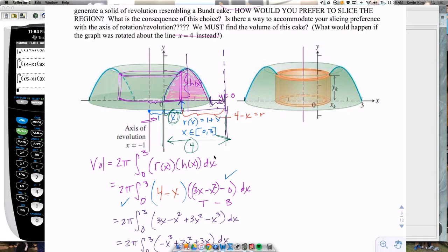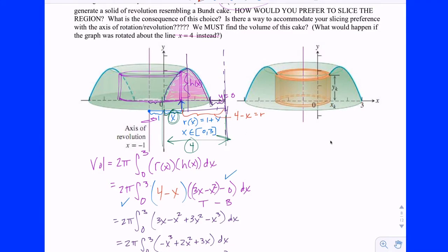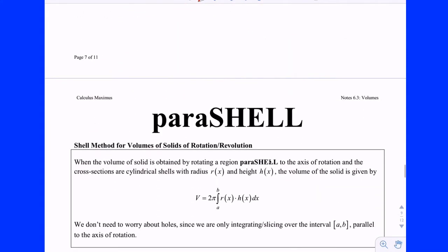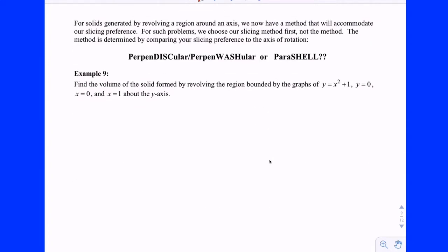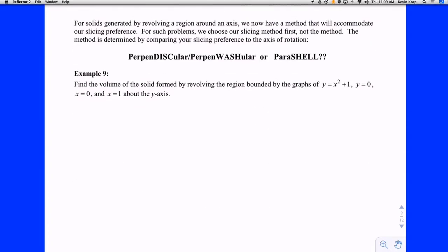All right. So there you go. That's the shell method, and we actually looked at the 2 parts where the axis was not the y-axis, and it's right minus left. Okay, so back to what I already said. You decide how you want to slice it. You then compare it to the axis of rotation, and now there's a method that will accommodate that, unless it explicitly or specifically tells you otherwise.